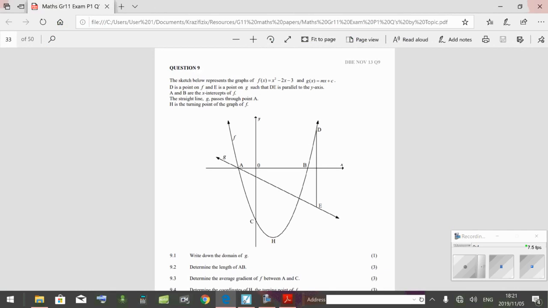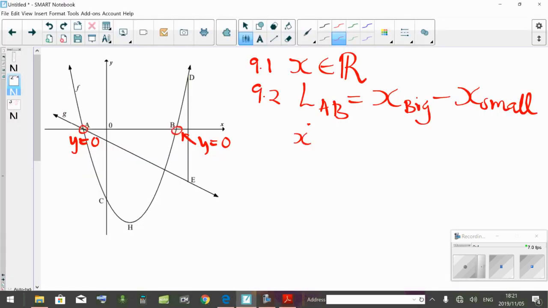Going back to the statement of the problem, we are given f of x is x squared minus 2x minus 3. This is our f of x. Now, we have already interpreted that at A and B, y is equal to 0. These are basically x-intercepts, or the roots. So we're just going to replace this with 0. Remember, f is y. So y is 0 for x-intercepts.